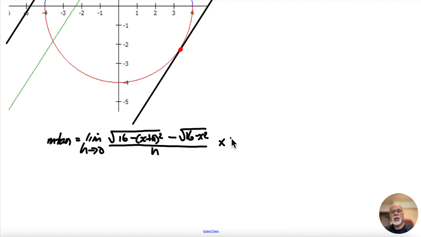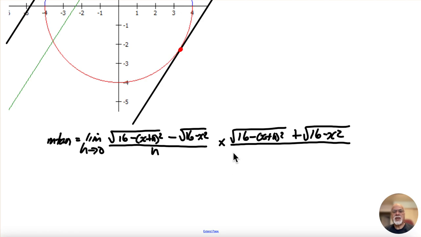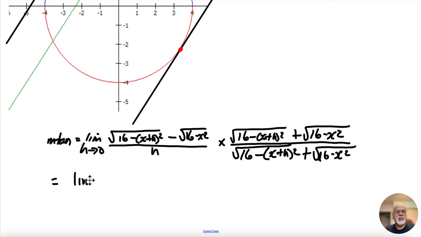And so I'm going to multiply by the conjugate of that numerator, which is the square root of 16 minus (x plus h) squared, plus the square root of 16 minus x squared. Okay, and that would all be over the same thing, because we're really effectively just multiplying by 1. That's a 16 there. All right, so what's all that turn into? Well, it's not as bad as it may look.